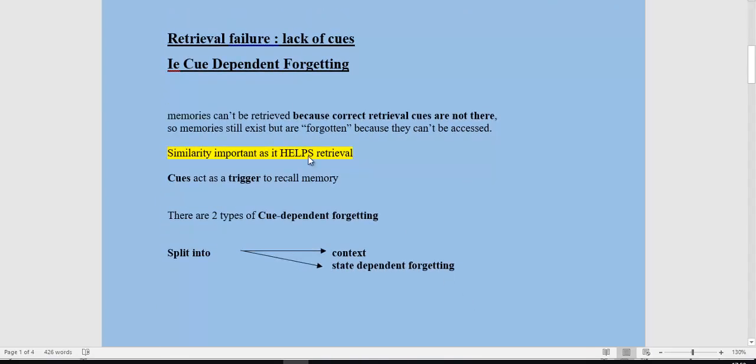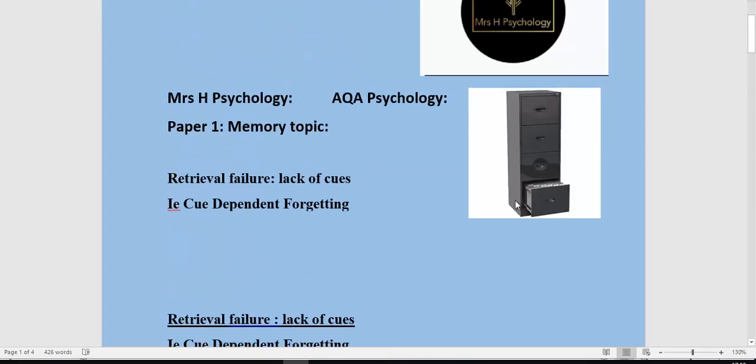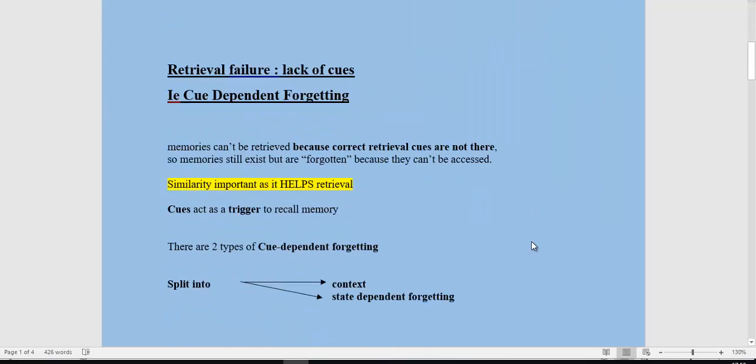So let's go through what we need. Memories can't be retrieved because the correct retrieval cues are not there. The idea is that memories still exist, but they're forgotten because you can't access them. Hence this image: the memories still exist, but you don't know where they are in the folder, and you need cues, something to trigger a memory about where to find them. Similarity is important because it will help retrieval with cue dependent forgetting. We also need cues to act as a trigger to help recall.